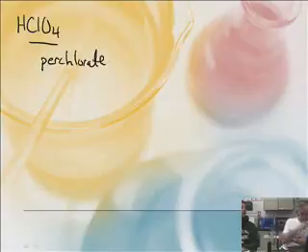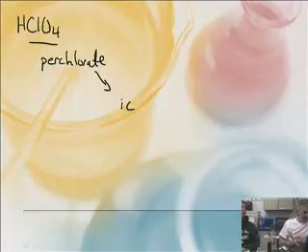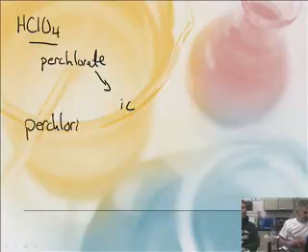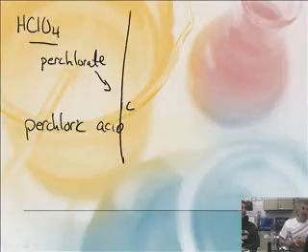How about we do HClO4? Let's look at your polyatomic ion list. Its name is perchlorate. And all the ates become ic acids. So this turns into an ic acid. So instead of perchlorate, it's perchloric acid.